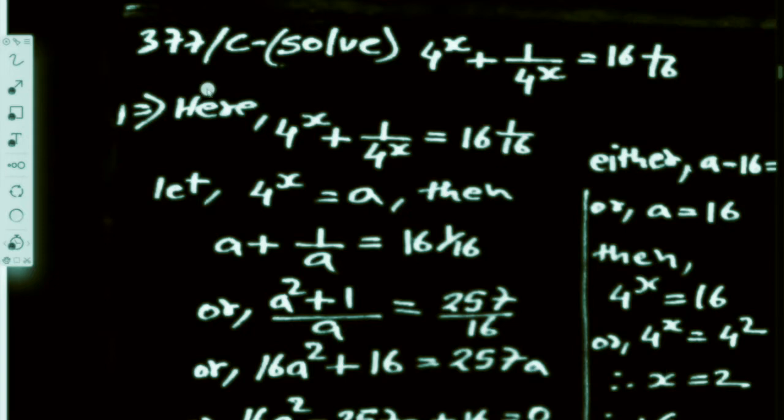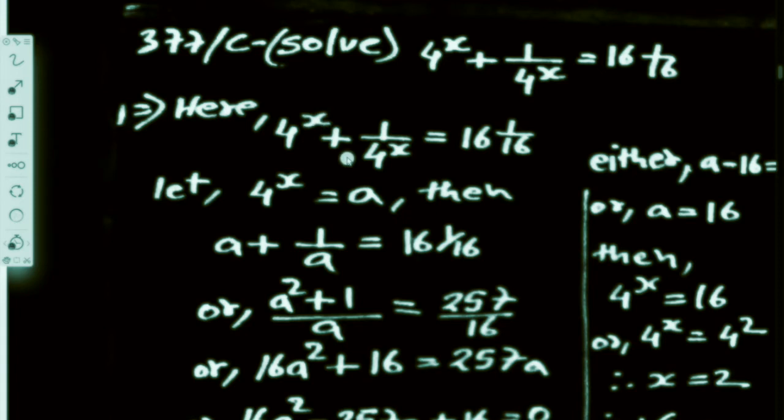Problem number 377. Here the problem is given to us to solve. So this is our equation. Now from this equation we have to find the value of x. Here x is given in the power, so we have to find the value of x. To get the value of x, let's see here: 4 power x plus 1 by 4 power x equals 16 1 by 16. This is our equation, and now from this equation we have to get the value of x.